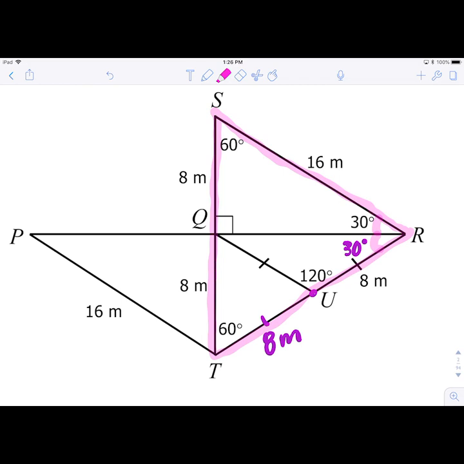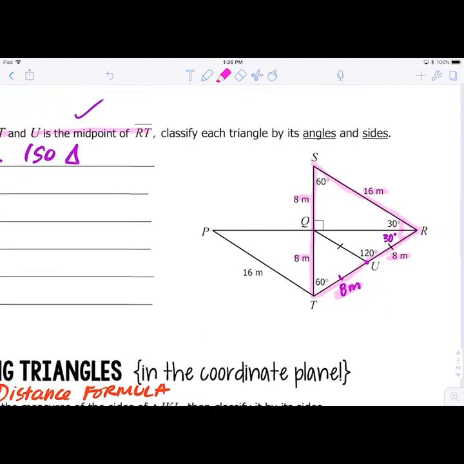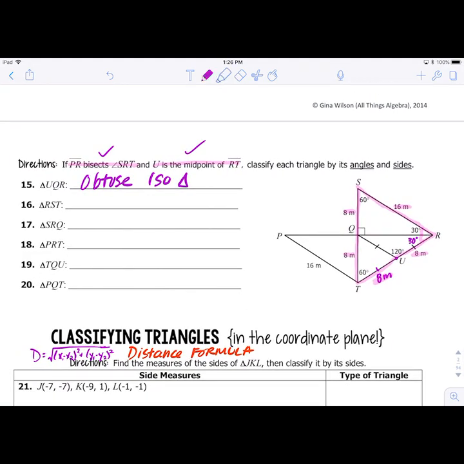Well, here's the thing. Side SR is 16 meters. Side ST, well, that's 8 meters, 8 meters, that's 16. And then side TR, that's 8 meters. So all of the sides are the same, so we know it's equilateral. And we previously said if it's equilateral, it's also equiangular. So that's that one.